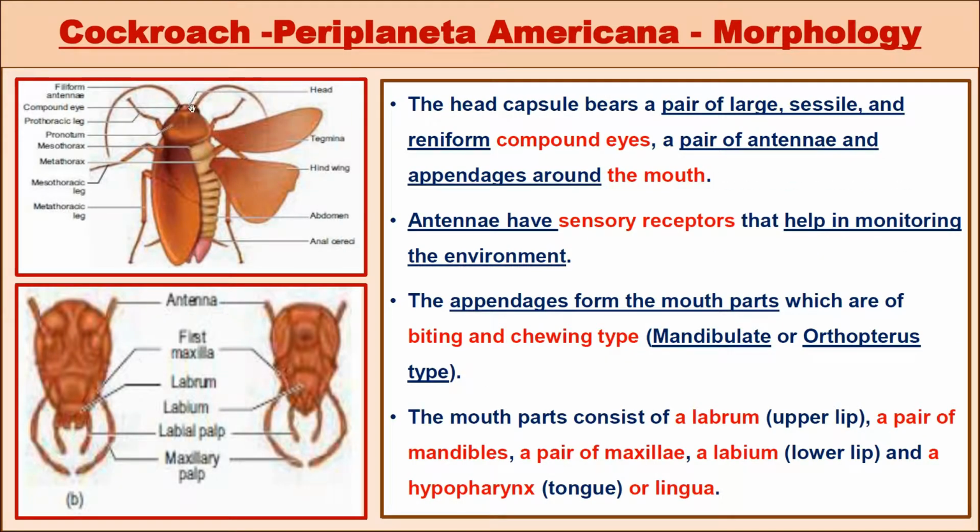The head consists of a pair of large sessile reniform compound eyes and a pair of antennae. This is the antenna, which is the external appendage around the mouth parts, and the antenna has sensory receptors that help them understand the environment in which they are living. They can monitor the environment around them through the sensory receptors present in the antenna. The appendages of the mouth parts are suited for biting and chewing type of feeding, and it is otherwise called mandibulate or orthopterous type.